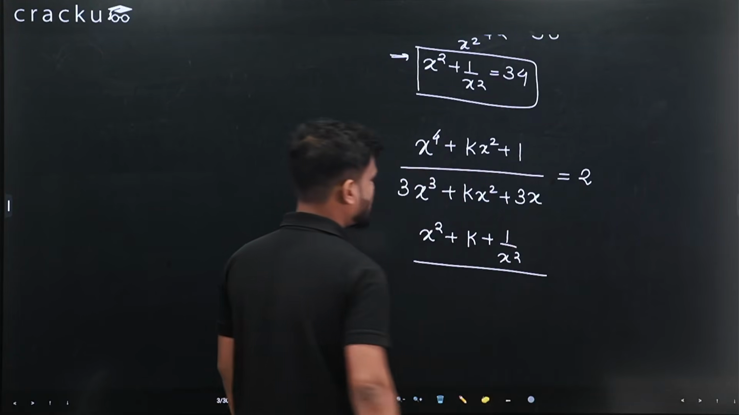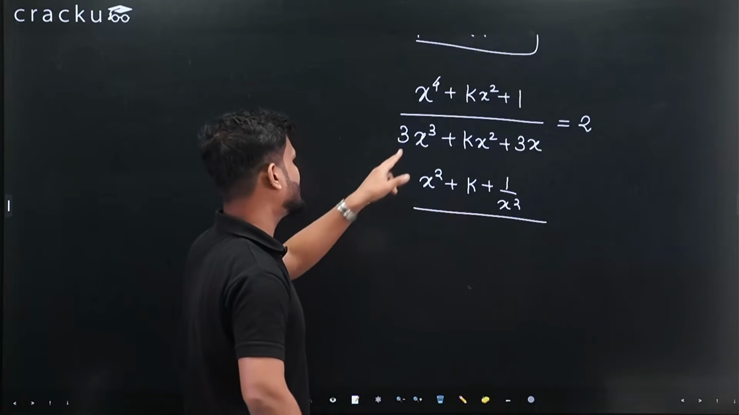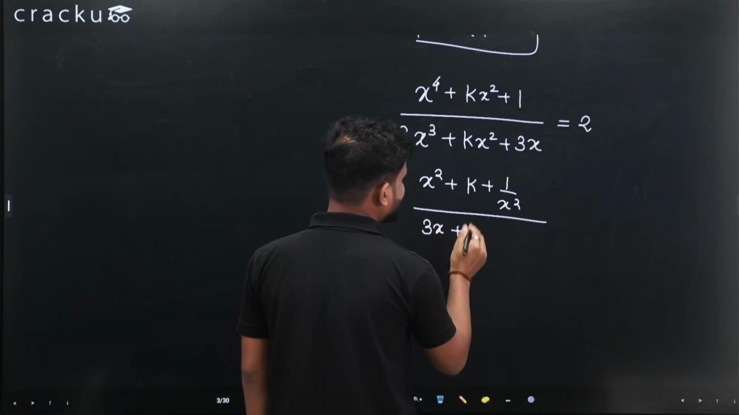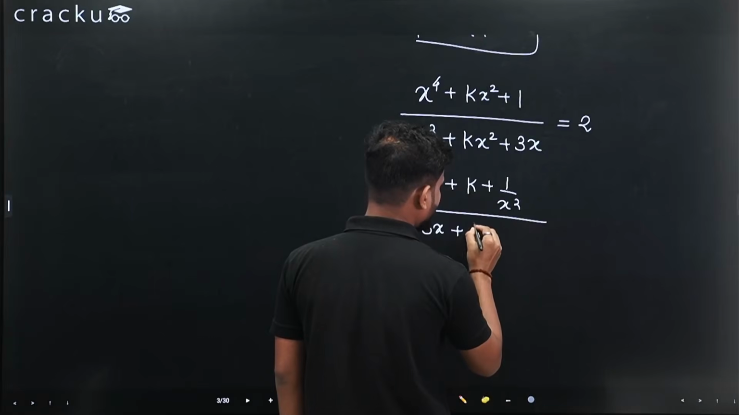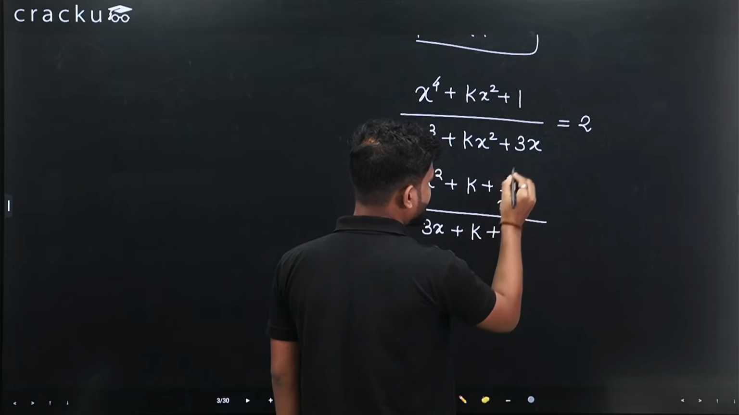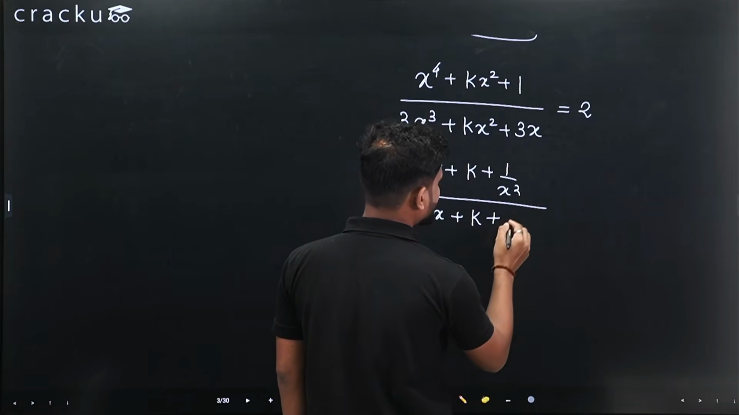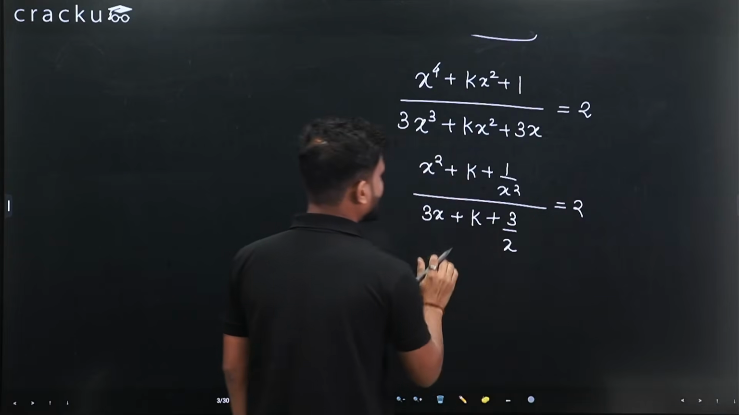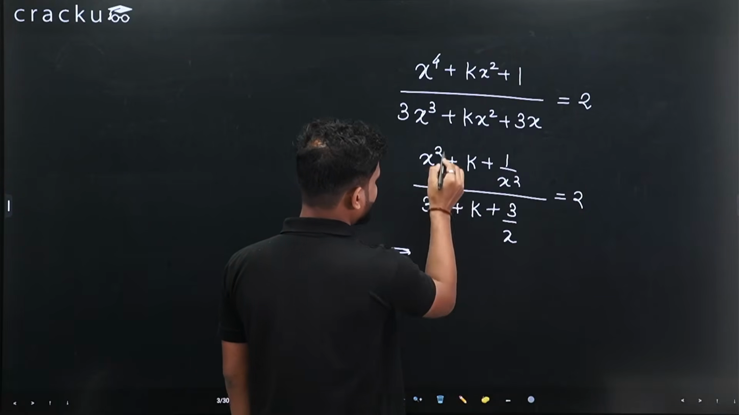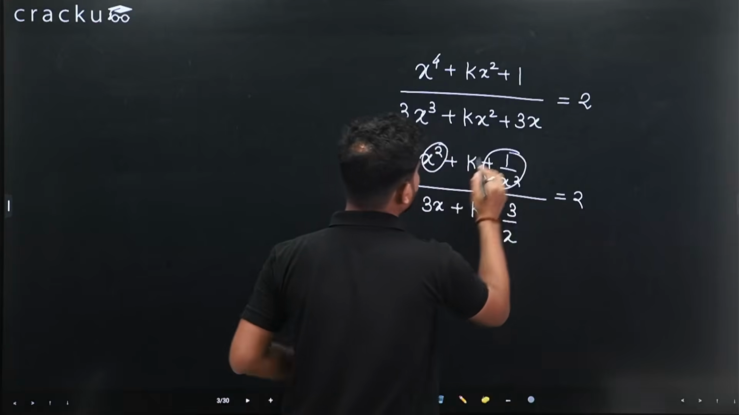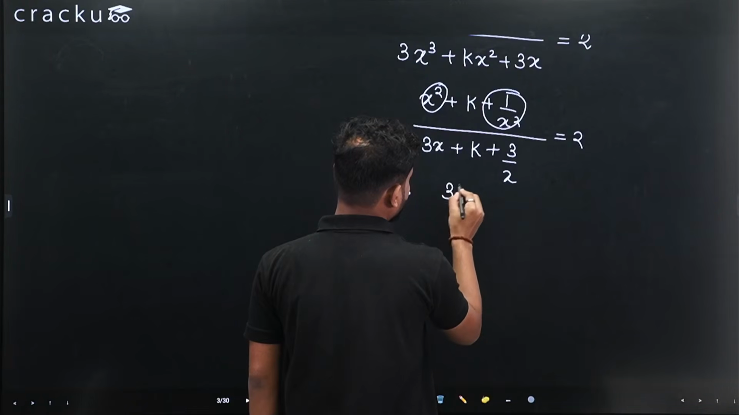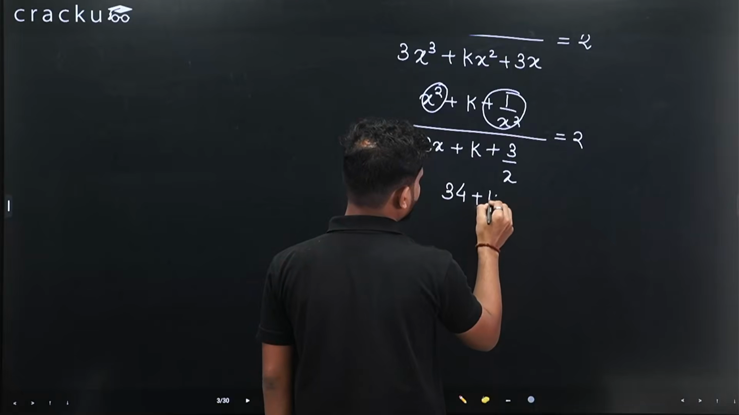If you divide the denominator by x square, what will you get? 3x cube by x square is 3x, plus kx square by x square is k, plus 3x upon x square, it will be 3 by x is equal to 2. Now you can say this is nothing but x square plus 1 by x square. What is it? It is 34. So this will become 34 plus k.